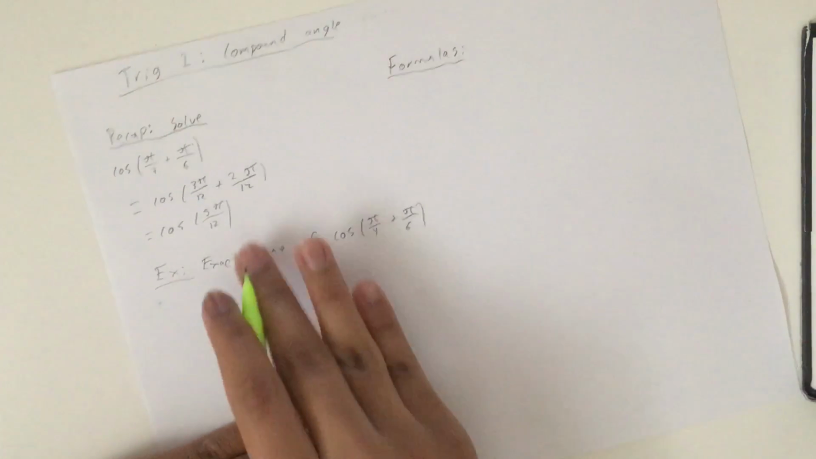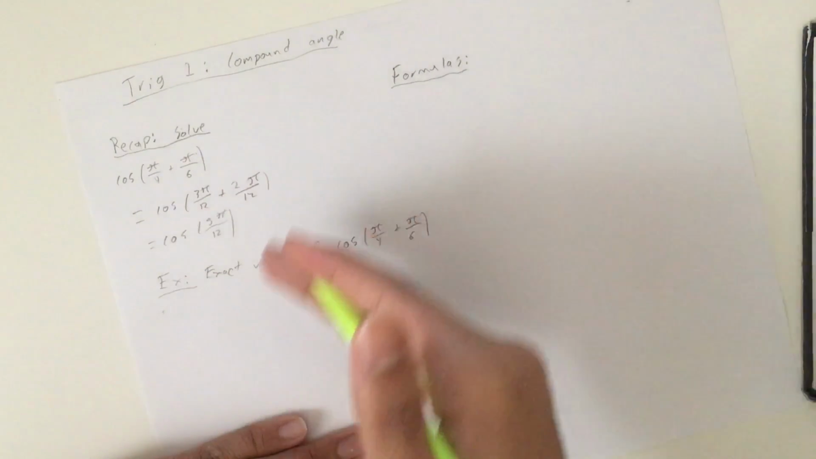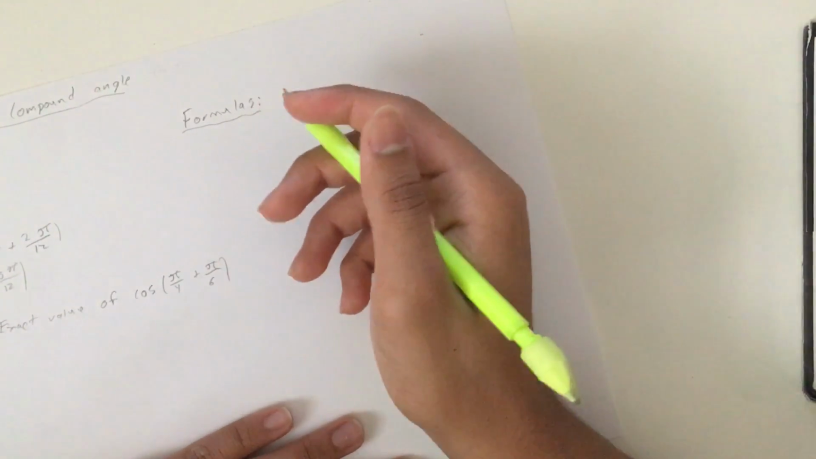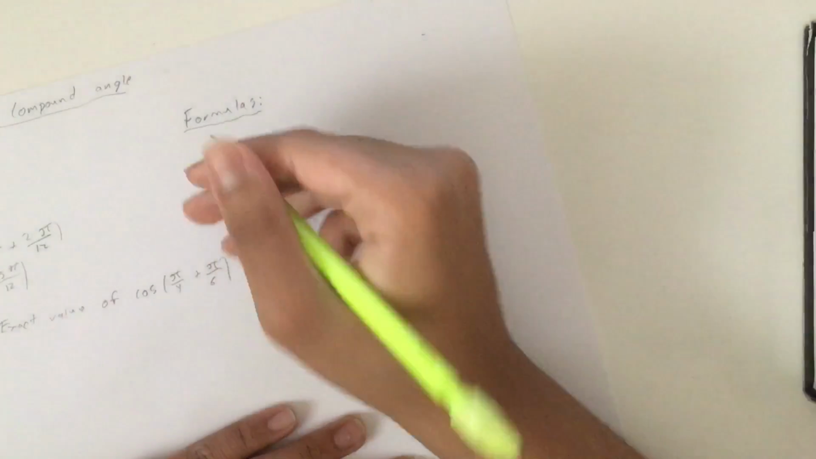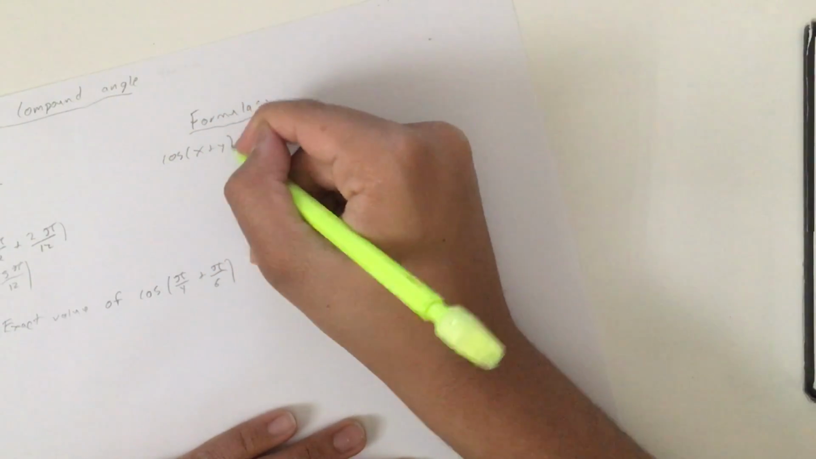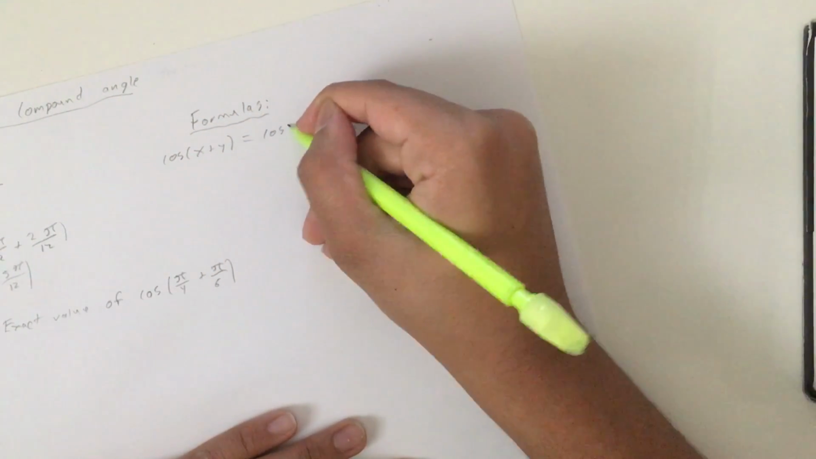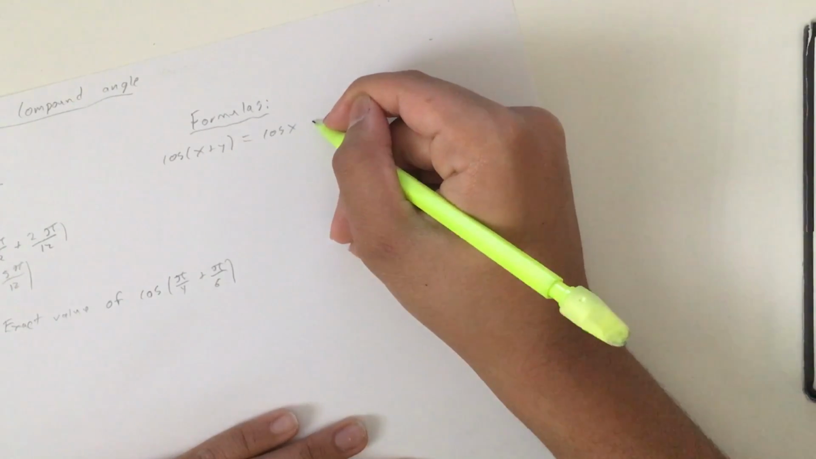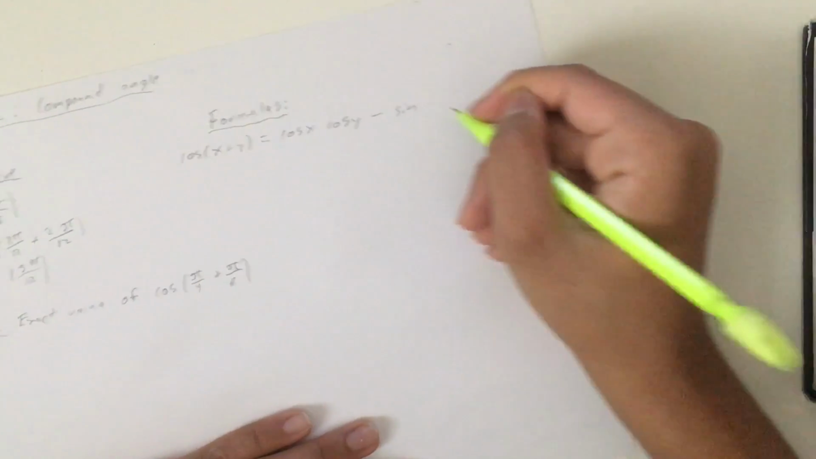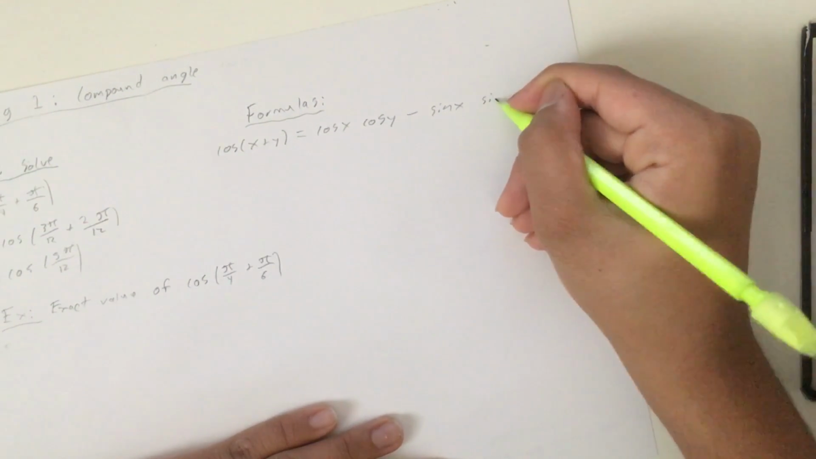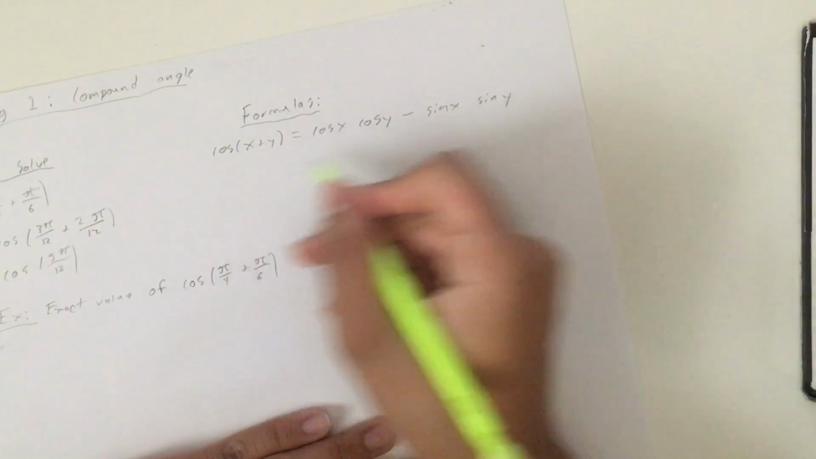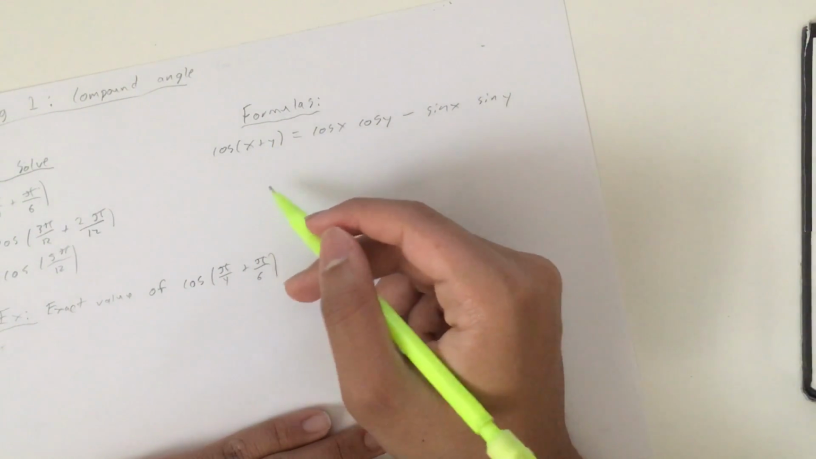This is how much you learned previously, but how would you evaluate this further? To do this, you'd have to know the formulas for the compound angles. The first one is cos(x plus y) equals cos x cos y minus sin x sin y. That's the first equation. The second equation is similar.